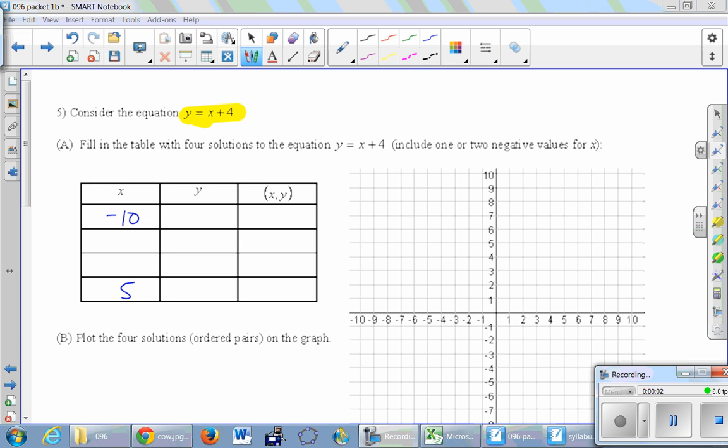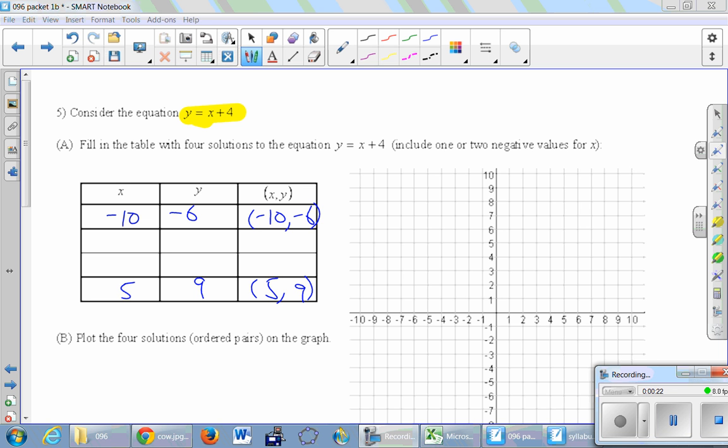Okay, so again, everything on this page is about that equation y equals x plus 4. I picked negative 10 and 5. You guys pick some other numbers, maybe in between. When you plug negative 10 in, we get negative 6. Is that right? Is that okay? And then we plug 5 in and we get 9. And so that leads us to some points: (5, 9) and (negative 10, negative 6).